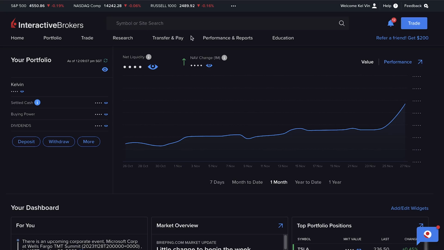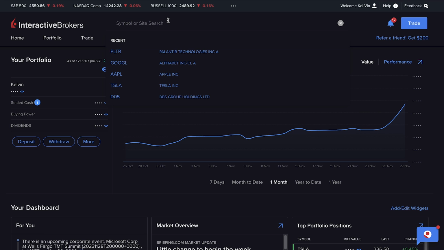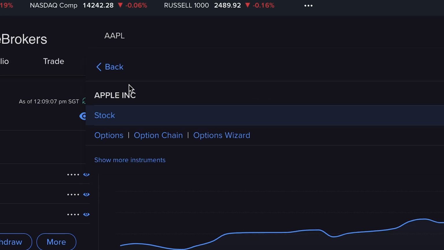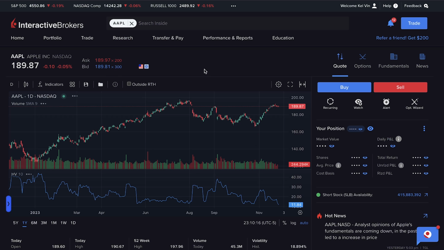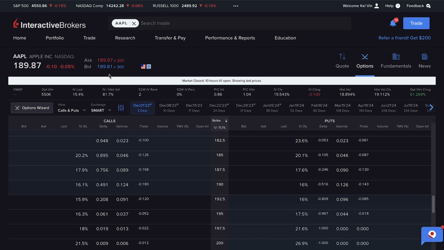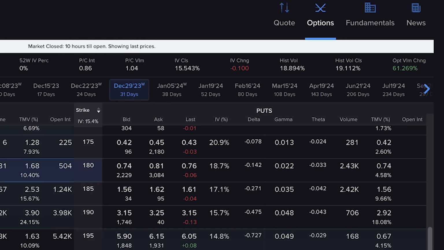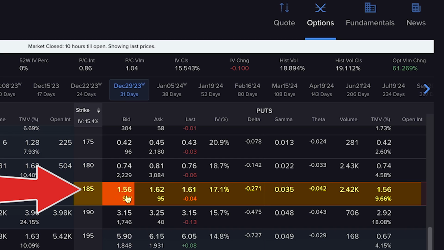Here, I'm using Interactive Brokers, but the steps will be similar on other platforms. I'll be selling a put option on the famous fruit company, Apple. To do that, I can just click on the options button to open up the options chain. The first thing that I want to do is choose an option that is further out in time so that there's more extrinsic value. Let's go for December 29, which is about 31 days from now. I want to sell a put, so let's go for the $185 put option on the right.